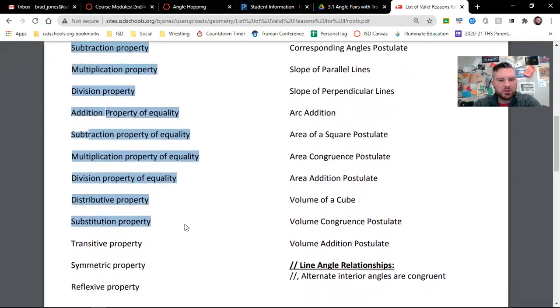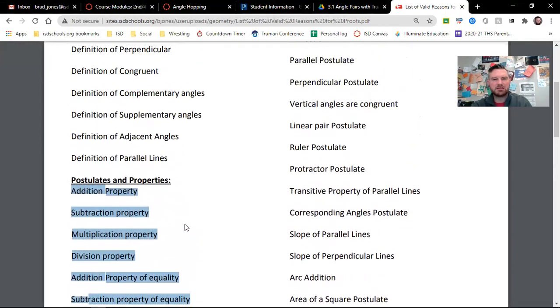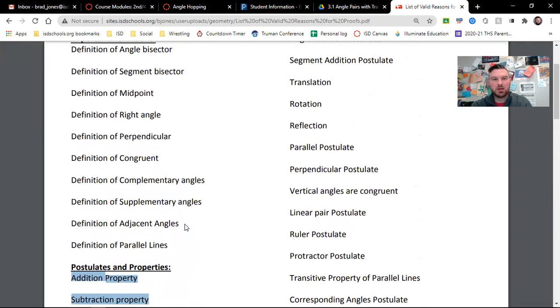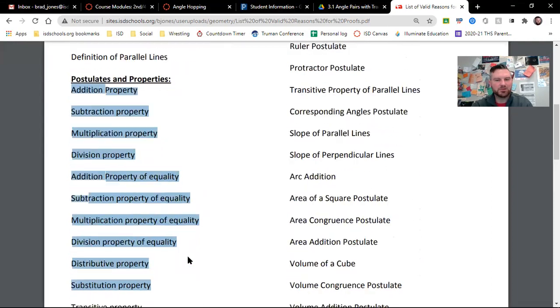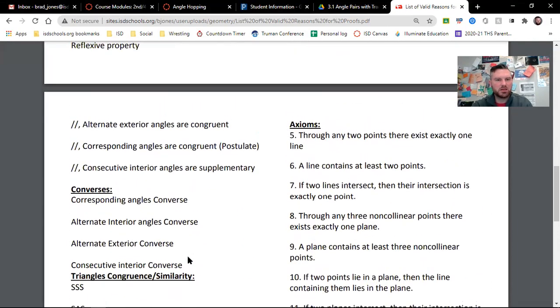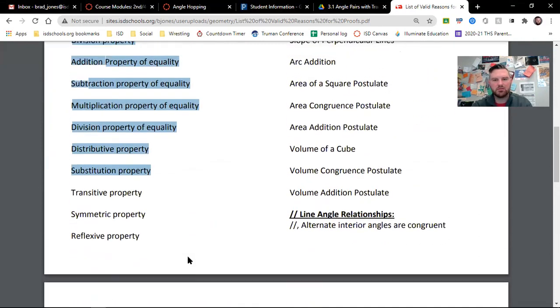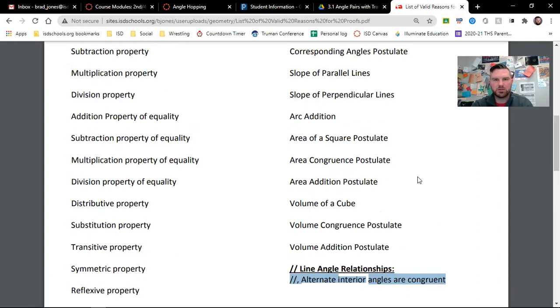And then we will get to some of these other properties later on. I encourage you to take this and look some of these up. You can just Google search them, very easy, and fill some of this stuff out. I don't think we have anything on the backside quite yet, but we will get there eventually. Okay, right here, this means parallel lines. So if you have parallel lines, alternate interior angles are congruent. So that's when we would use just alternate interior angles for our reason.